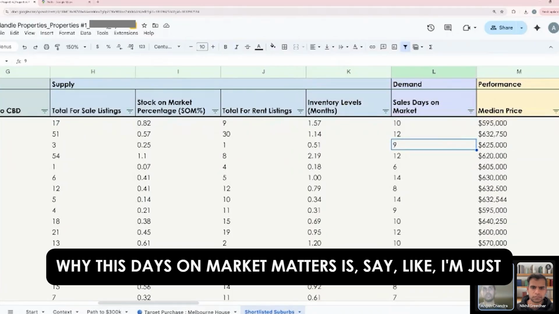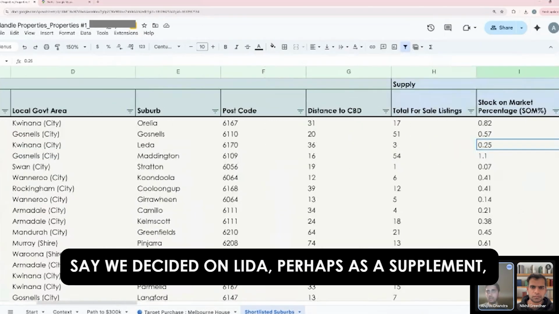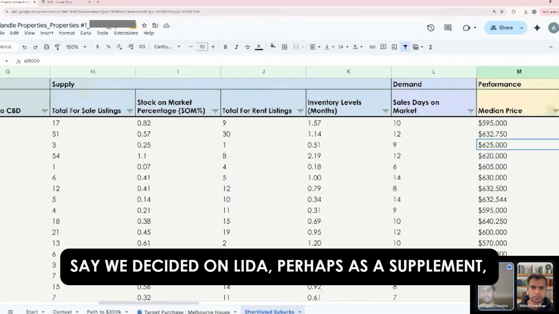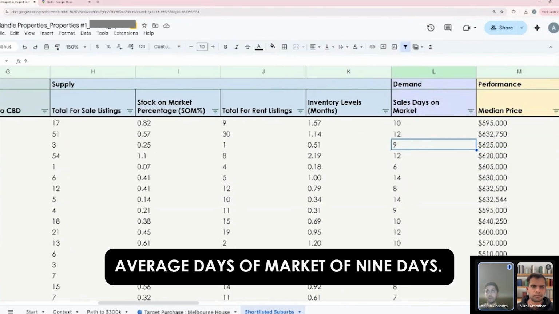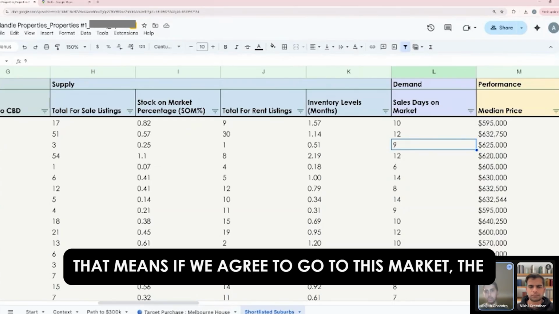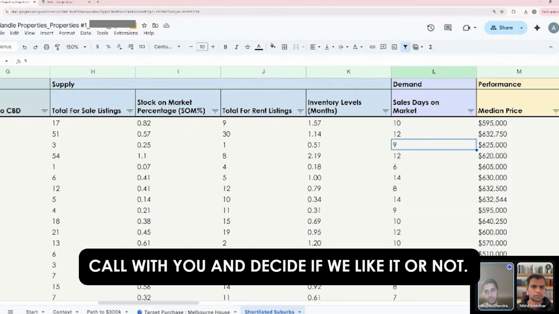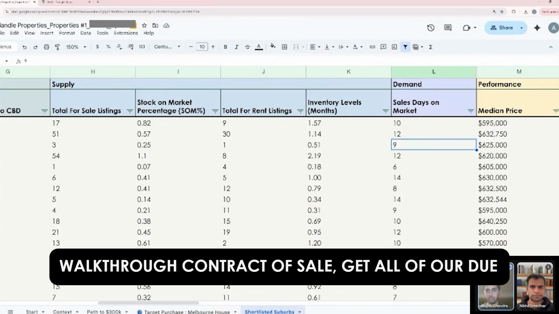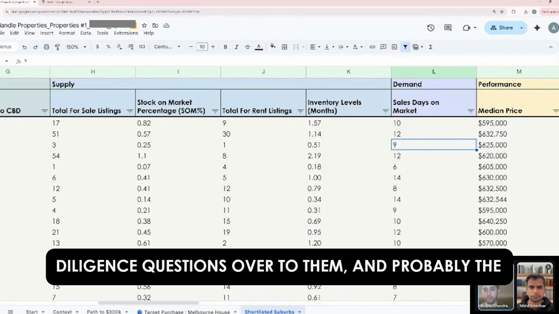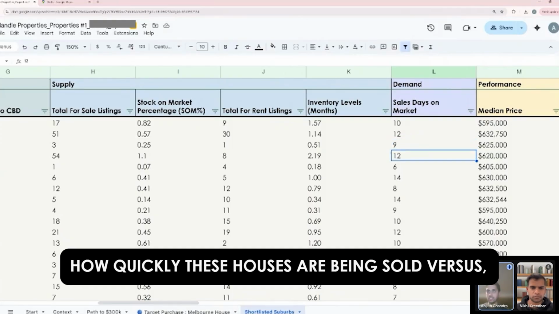Why days on market matters is, say we decided on Leader perhaps as a suburb, and we know that Leader now has an average days on market of 9 days. That means if we agree to go to this market, the same day that the listing appears, we will have a call with you and decide if we like it or not. The next day, we'll need to ask for a video walkthrough, contract of sale, and get all of our due diligence questions over to them. And probably the day after, we need to put in an offer.